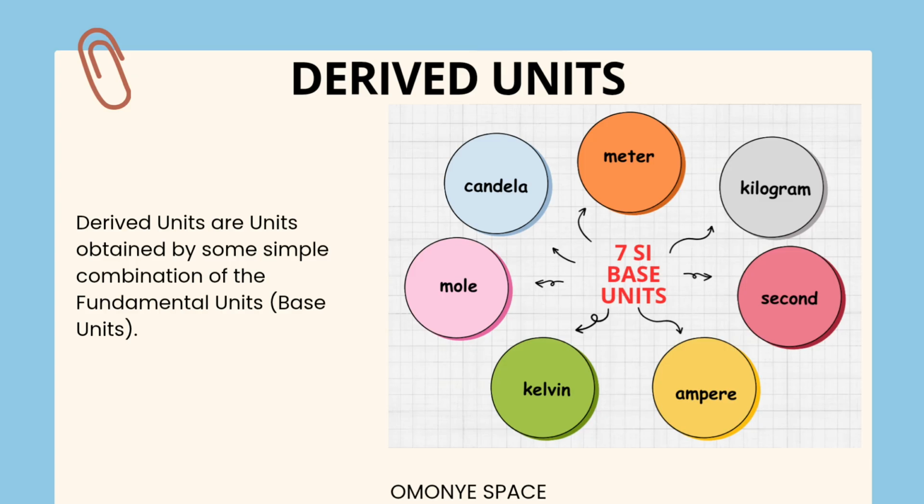What are derived units? Derived units are units obtained by some simple combination of the fundamental units, that is, the base units. So we obtain derived units by combining the fundamental units.